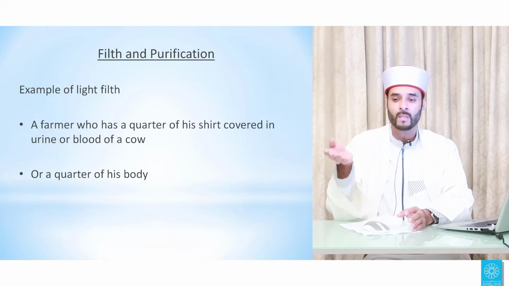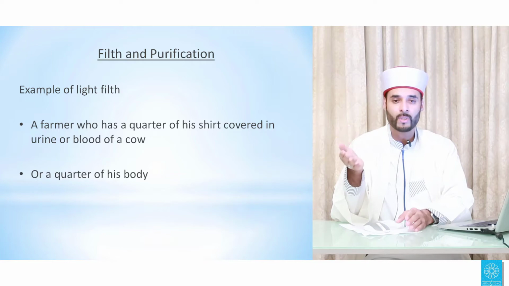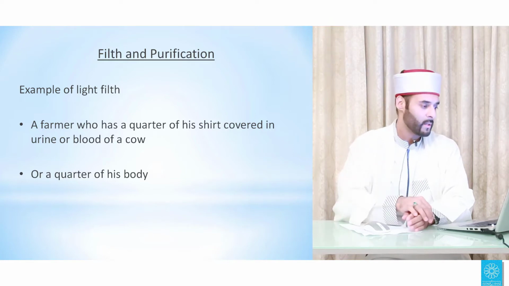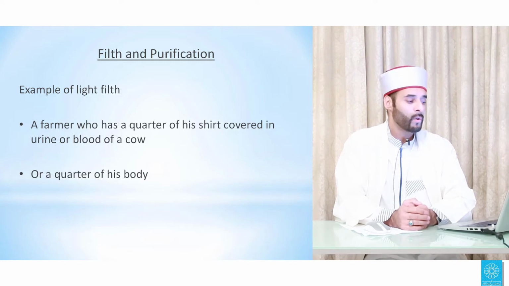Because in traditional societies, there was filth aplenty on the floor in the cities. When you walk out into the countryside, there were animals in the city, there were animal droppings. The toilets weren't necessarily clean. There were normally holes as well where you didn't have much access to water, as we'll see, and other stuff. So a farmer who has a quarter of his shirt covered in urine or the blood of a cow.